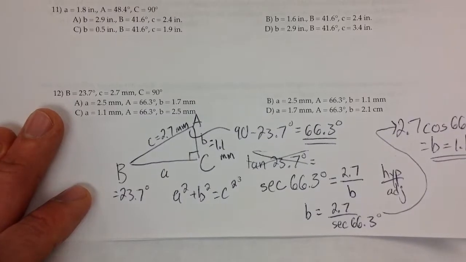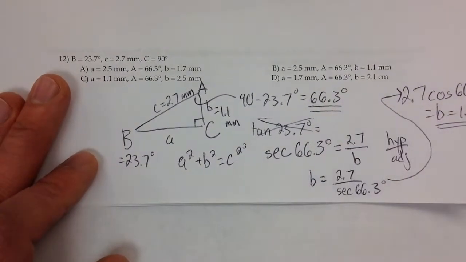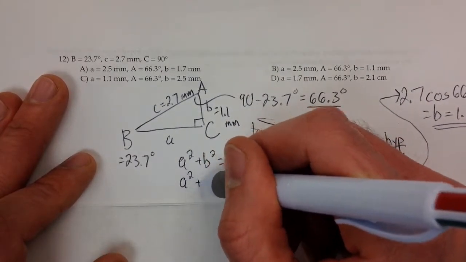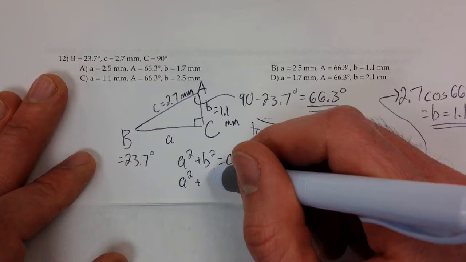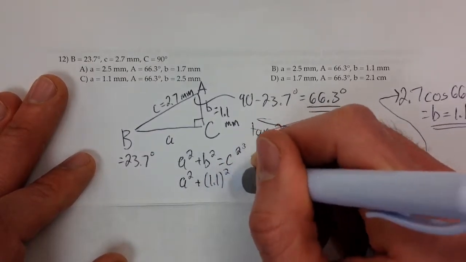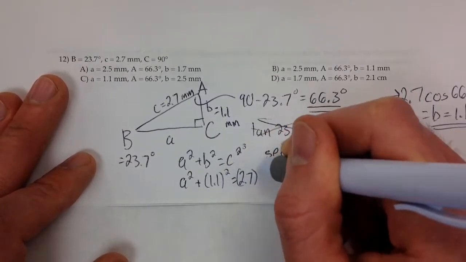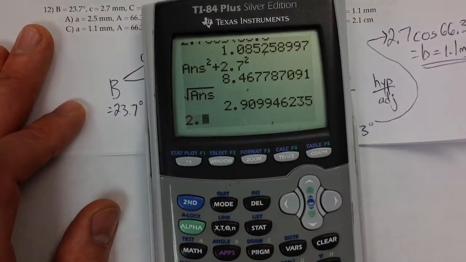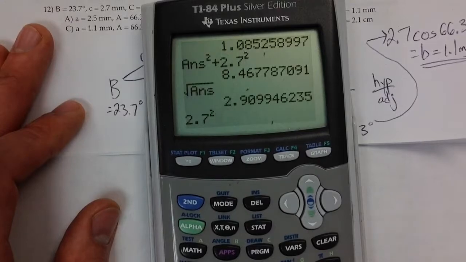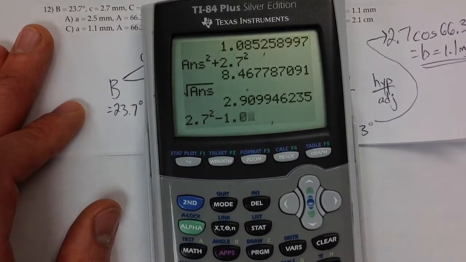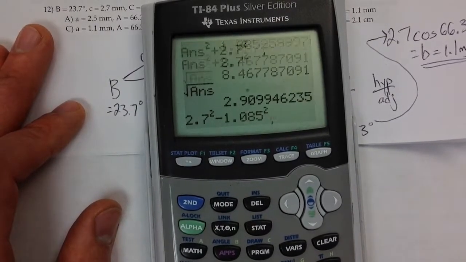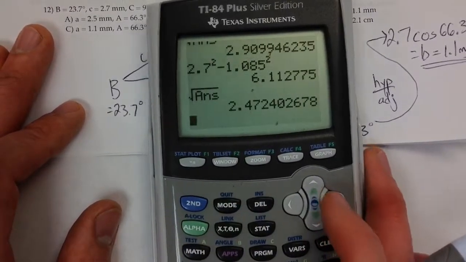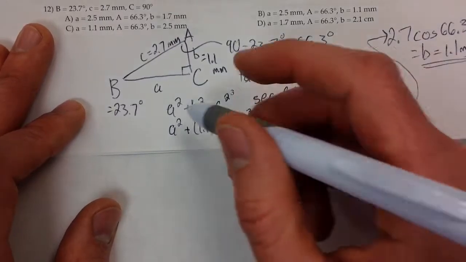Oh, I see what I did. My apologies. Can happen. End of the day, this is why it helps to be slow and deliberate with mathematics. 2.7 is the hypotenuse. So it's actually going to be 2.7 squared minus 1.085-ish squared, and then the square root of that. 2.5. That looks better.